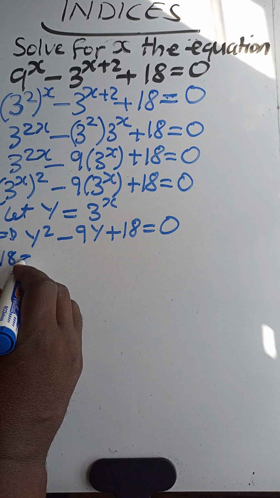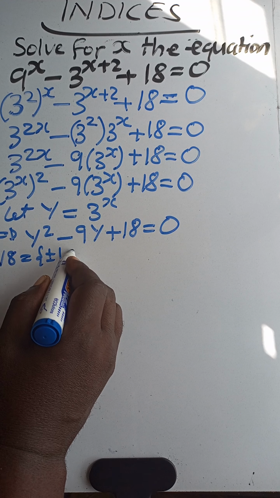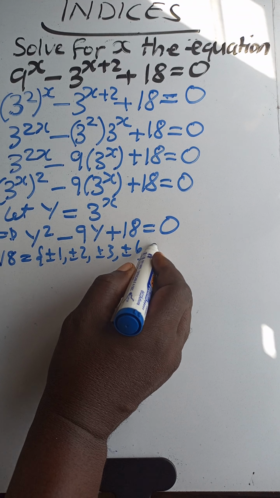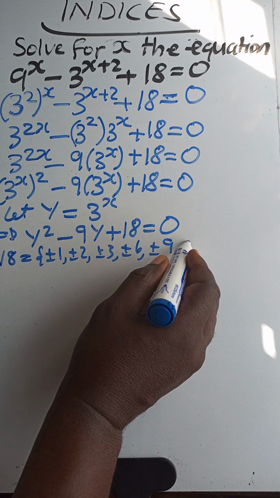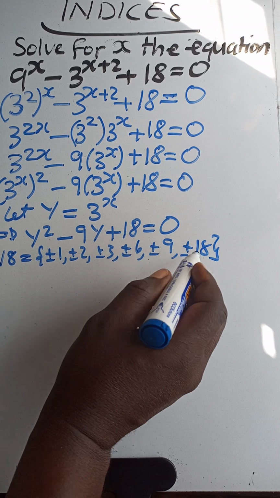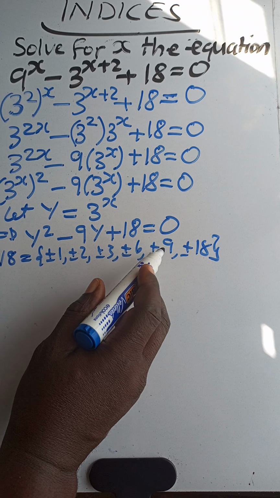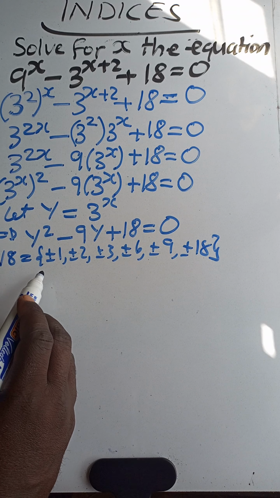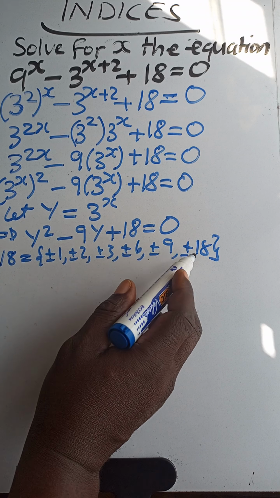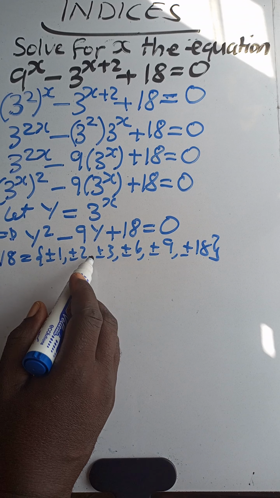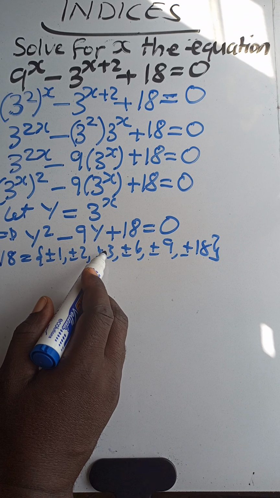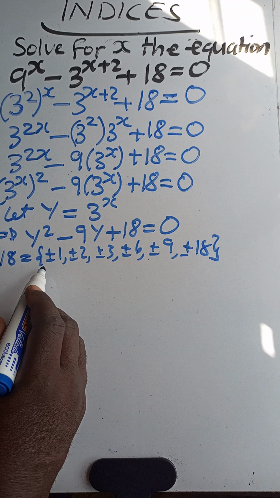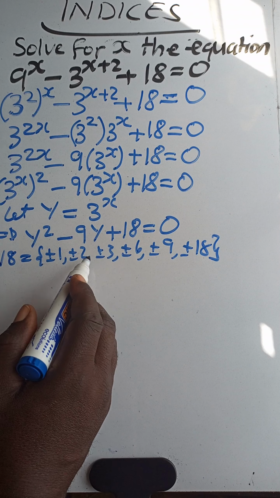So let us look for the factors of 18. Factors of 18: 1, 2, 3, 6, 9, 18. We have 1, 2, 3, 4, 5, 6. So 18 has 6 factors. Now, inside this set, only two elements will give us their product being 18 and their sum being negative 9. So we have to be careful. We have to choose carefully.